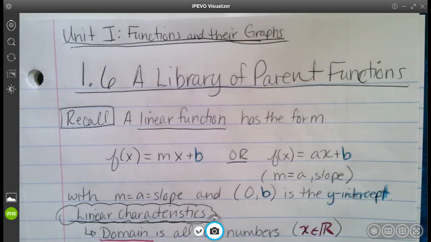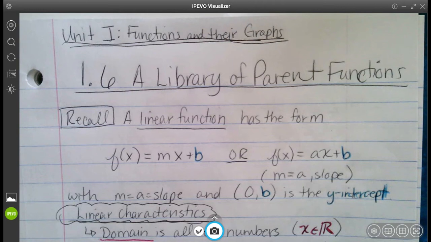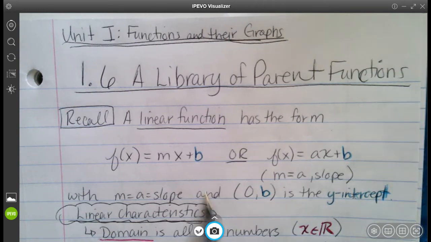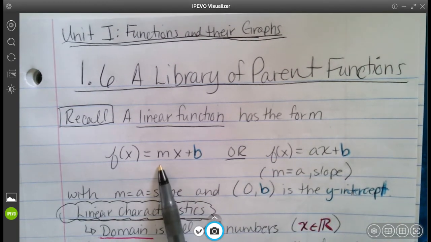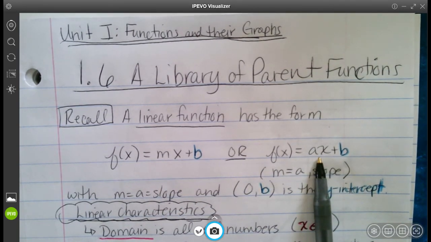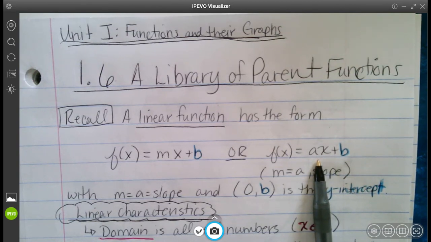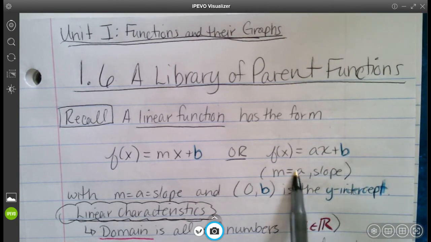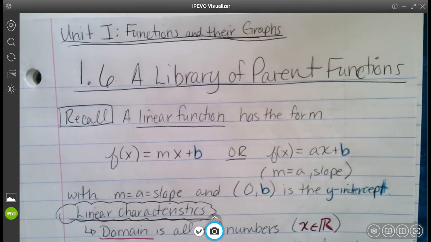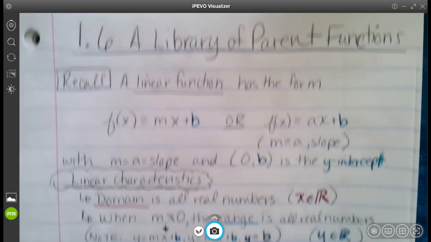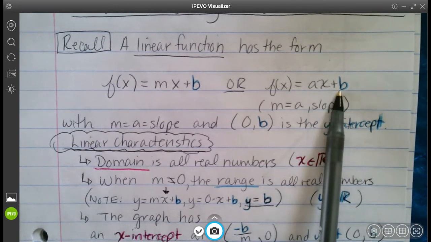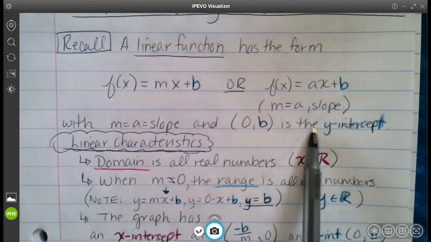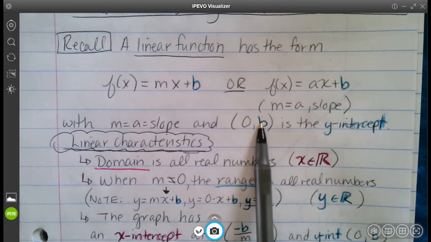Okay, so recall that a linear function has the form y equals mx plus b, or you can also say f of x equals mx plus b. We're going to introduce this using the letter a instead of m, simply because when we get to quadratics and other functions, we have an ABC format going on. So it's the same thing. So ax plus b, where a is our m, is known as the slope. And of course, we know from before that the b number is going to be our y-intercept. So our y-intercept would be 0, comma, whatever that is.